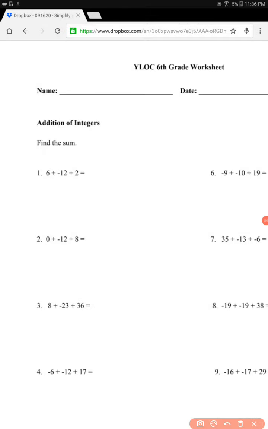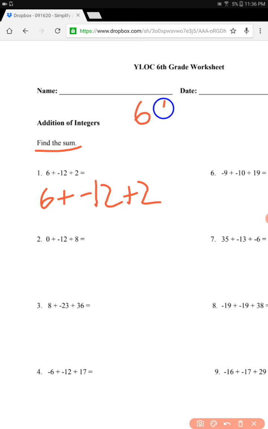Alright, so find the sum. 6 plus negative 12 plus 2. So when we're adding, normally when we add, it's, for example, 6 plus 6. Both of these numbers are positive, and then you just add normally, and that equals 12.